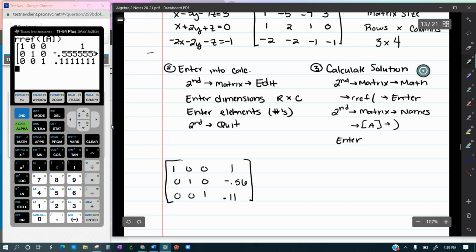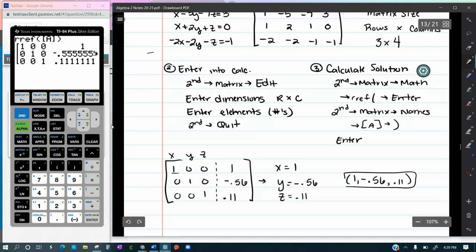So if we remember how to put our variables back, this is the x column, this is the y column, this is the z's. So what this gave us was our variables. 1x is equal to, because remember this is that little pretend equal to sign, 1. Y is equal to -0.56, and z is equal to 0.11. There is your solution. I can even write that as a coordinate point. -1, -0.56, 0.11. That is the solution to this system.